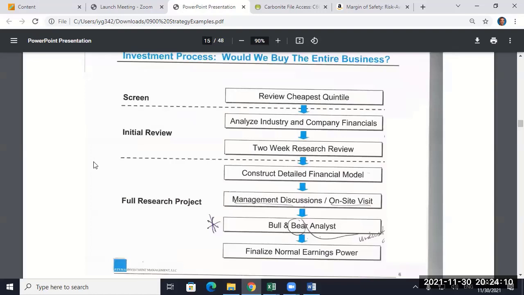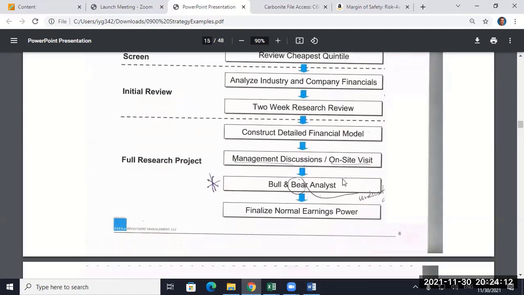Here's their actual process. I love this. This is really interesting. I wish we'd done this at USAA. You get to the very end where you're going to make your decision, and they assign one analyst randomly who has to make the bull case, and they assign another analyst who has to make the bear case.